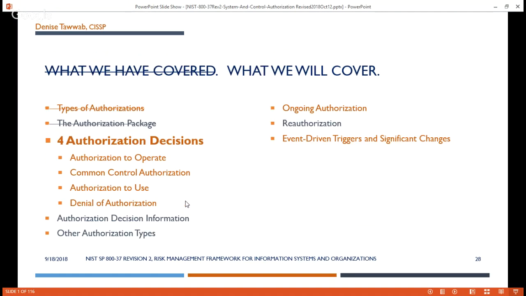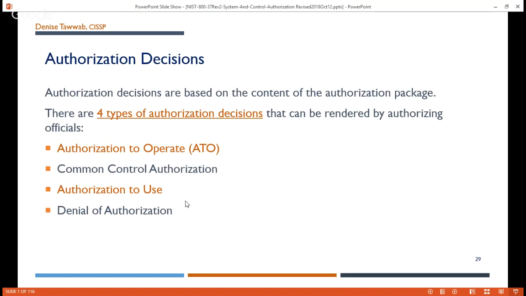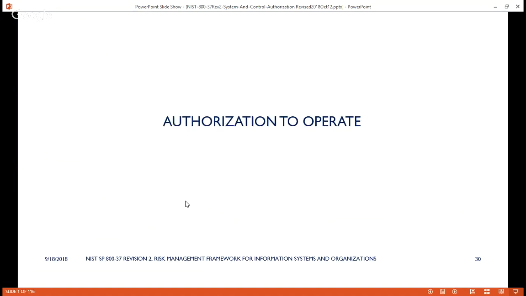All right, here's where we are. We've looked at authorization decisions and the authorization package. Next up, I want to talk about the 4 types of authorization decisions: authorization to operate, common control authorization, the authorization to use, and denial of authorization. So again, authorization decisions are based on the content of the authorization package, and you have 4 types of possible authorization decisions that can be rendered by the authorizing officials.